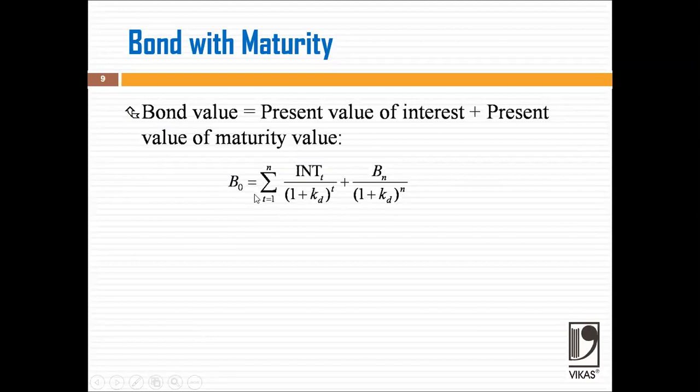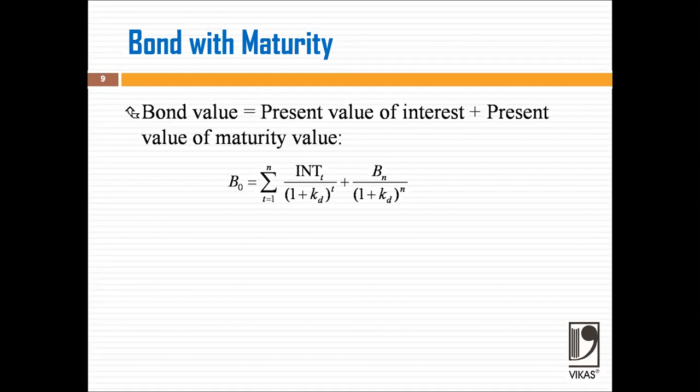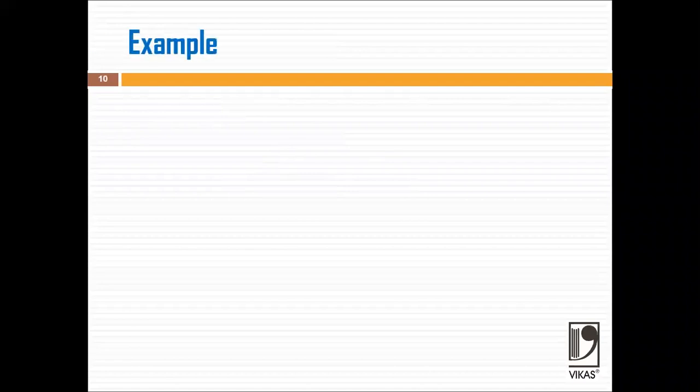B naught is the value of the bond today, equal to the sum of the total interest at time period T, over 1 plus KD, where KD means cost of debt, plus the maturity value, that is BN. BN is the maturity value, divided by 1 plus KD to the power N, in the end period N. So we will move on to the calculation.